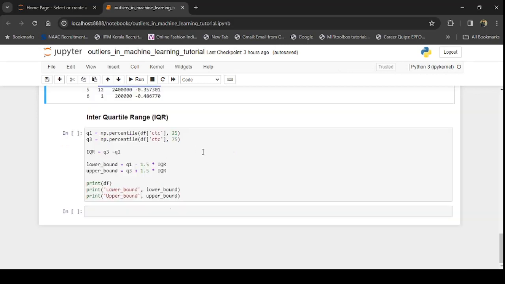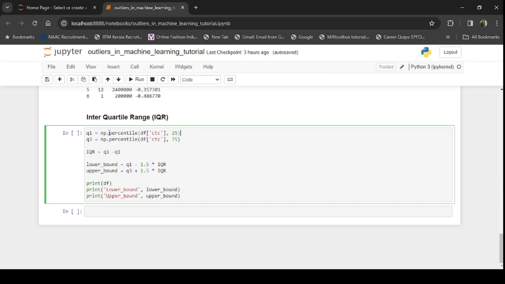Let's move to IQR value. With the help of numpy.percentile method, we can easily evaluate the Q1 or first quartile value and Q3 or third quartile value. Here, with the help of percentile method, we are evaluating first quartile value and third quartile value of our CTC column. Once we have first quartile and third quartile, we know the formula of IQR is something like this: difference between third quartile and first quartile.